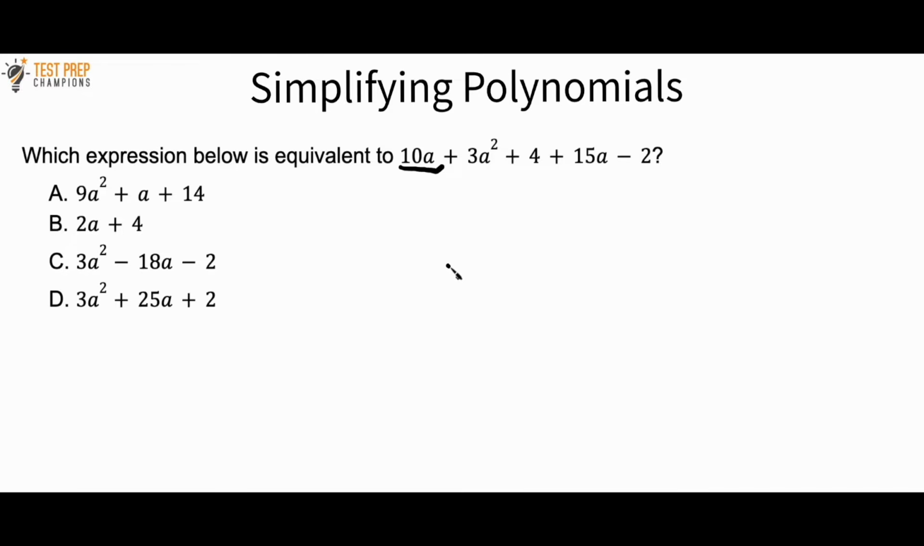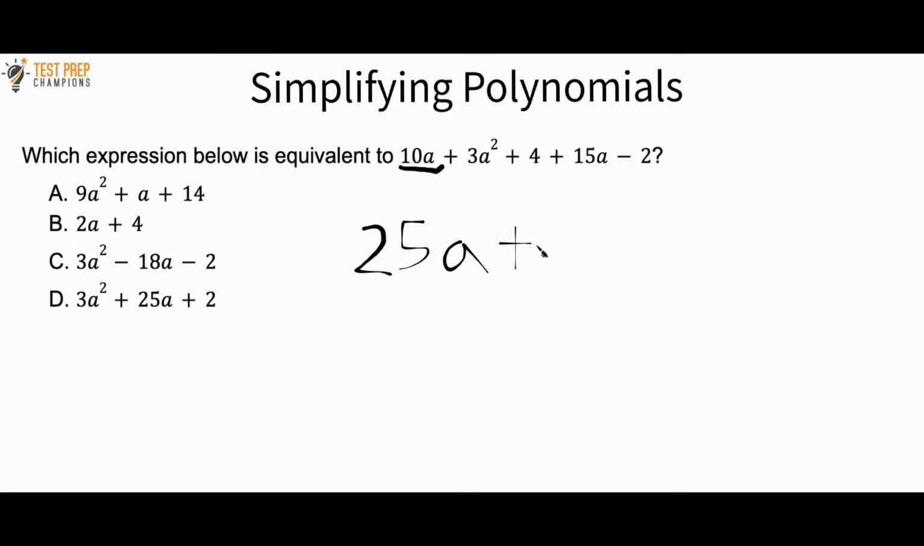Now, do we see any other terms that just have an a? Well, this 15a has an a in it. So I'm going to add 10a and 15a. The way that I do that is I just add 10 and 15 and I bring the a along for the ride. So 10a plus 15a is 25a.